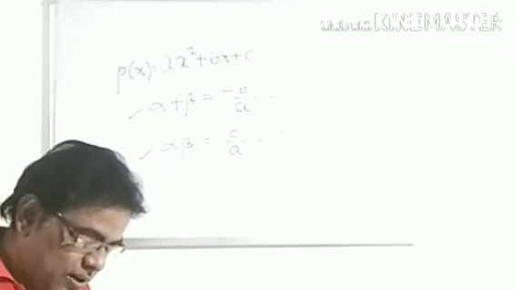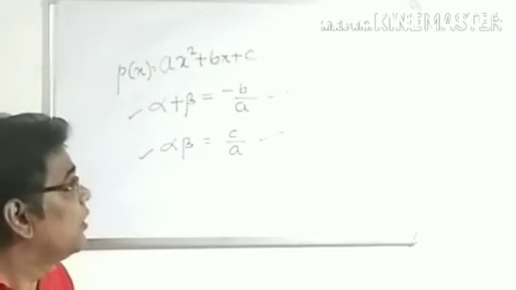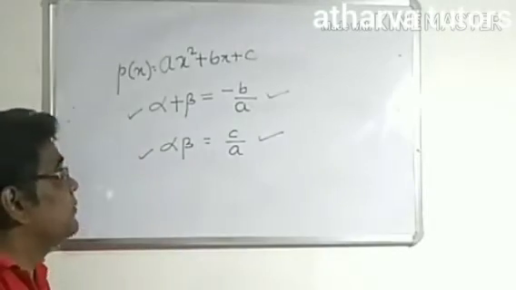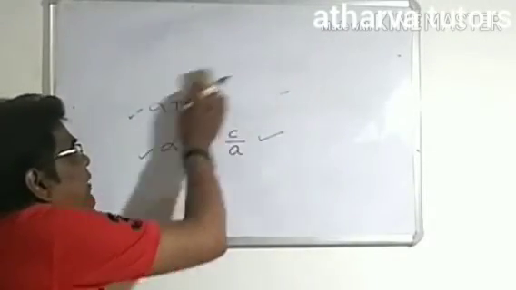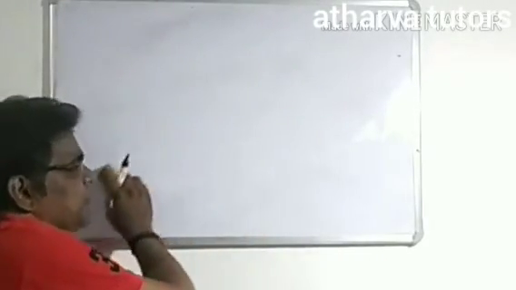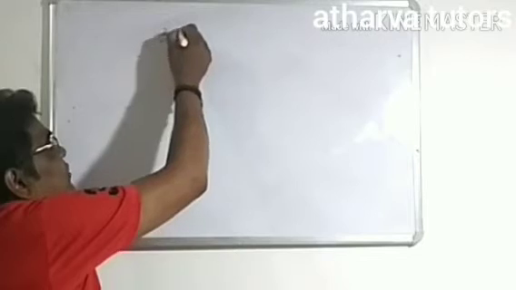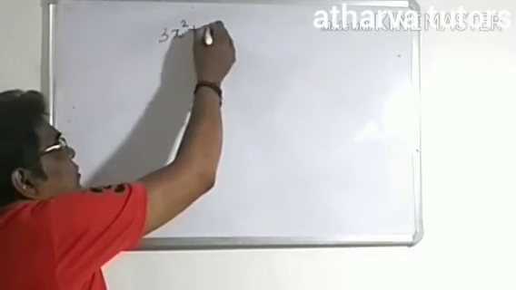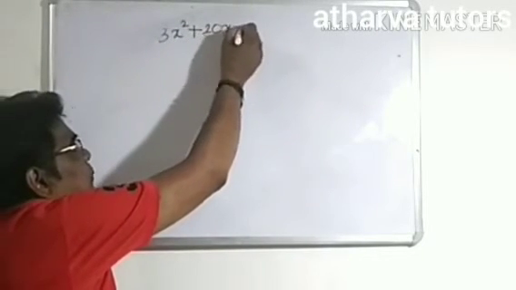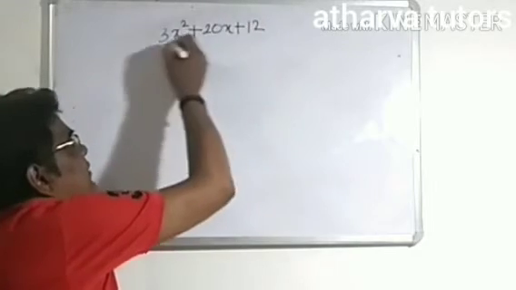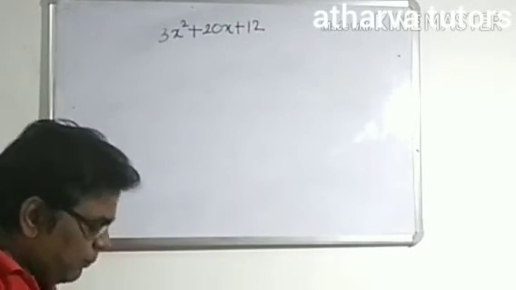I will take one example and solve. The example which I am taking is 3x square plus 20x plus 12. This is your given polynomial.